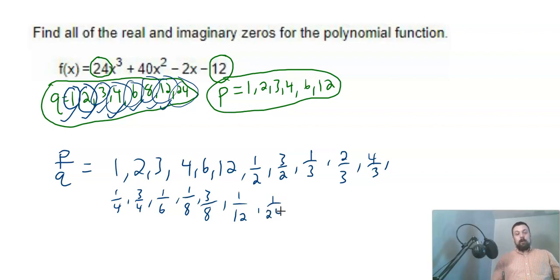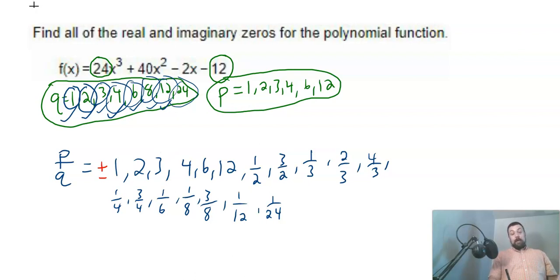So here is our list of possible zeros for our polynomial. And the list is twice as big as it might look because we have to consider both the positive and the negative of all of these numbers as possibilities. And so there are a lot of possible zeros to this particular polynomial.